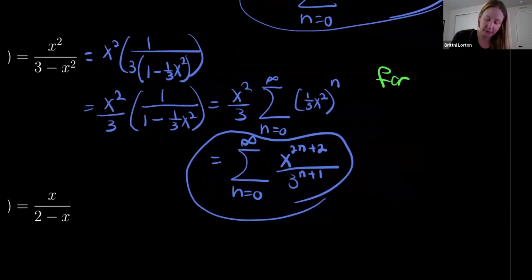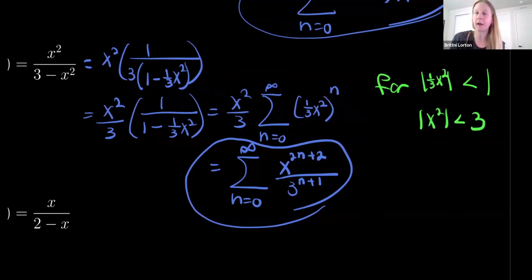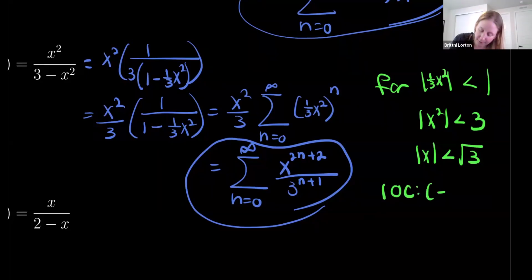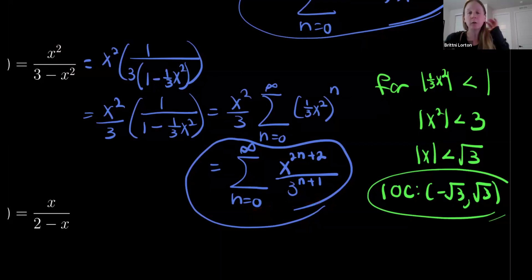Remember that your geometric series only worked for the absolute value of x less than 1. But instead of x, I had a 1/3 x squared. Multiply both sides by 3, and my interval of convergence is different. Now I know my interval of convergence is from negative root 3 to positive root 3. The interval of convergence for this power series is different. So this is only going to be a useful power series for x in between the square root of 3 and negative square root of 3.